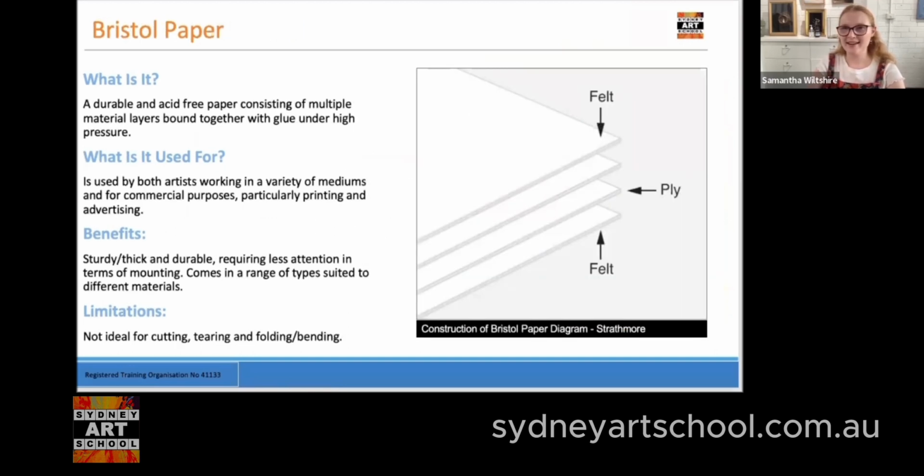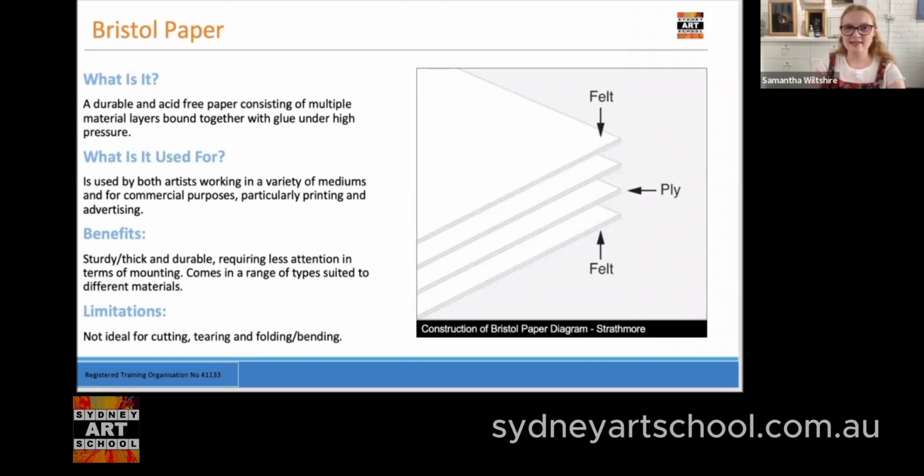All right, and now Bristol paper, let's talk about that. So Bristol paper is a durable and acid-free paper type consisting of multiple material layers bound together with glue under high pressure. It's used both by artists working in a variety of different mediums and for commercial purposes, particularly printing and advertising. It's sturdy, thick, it's durable.